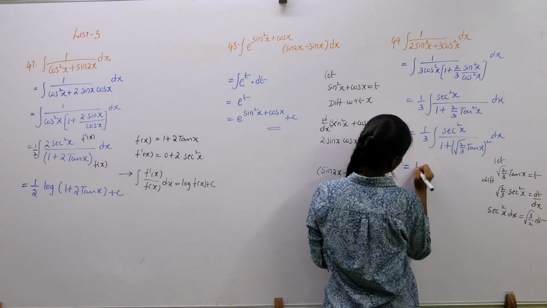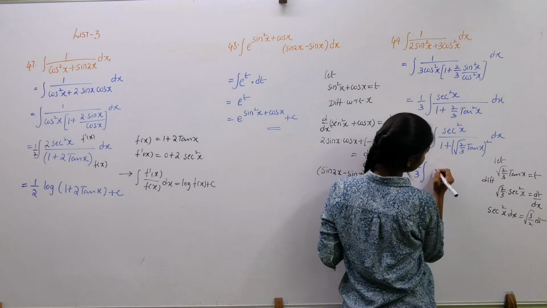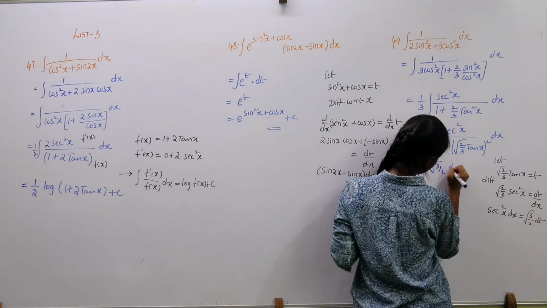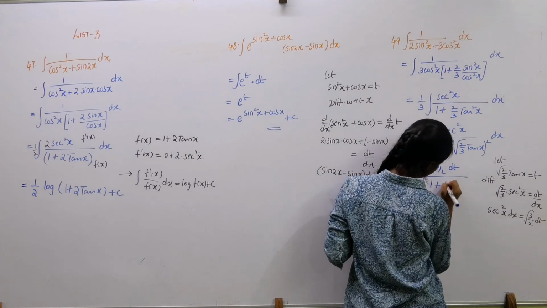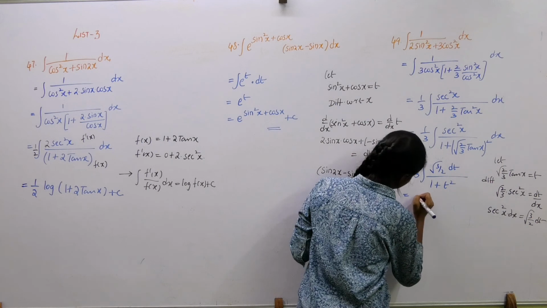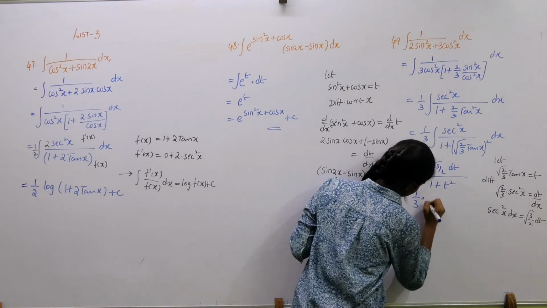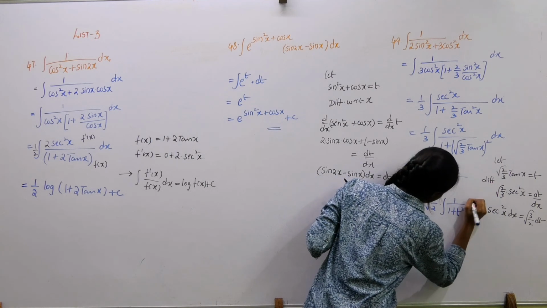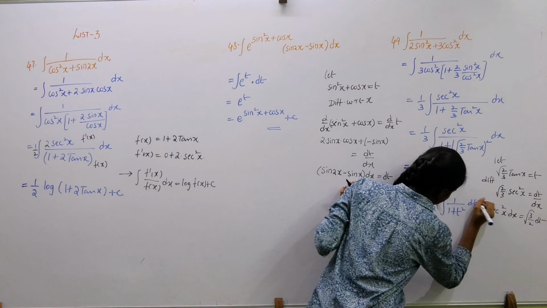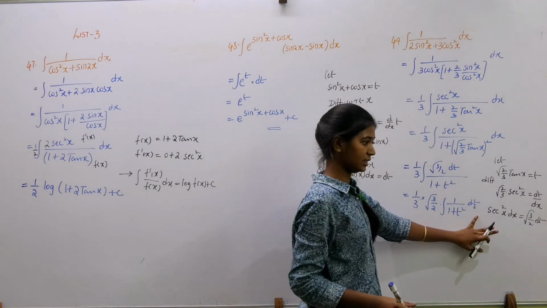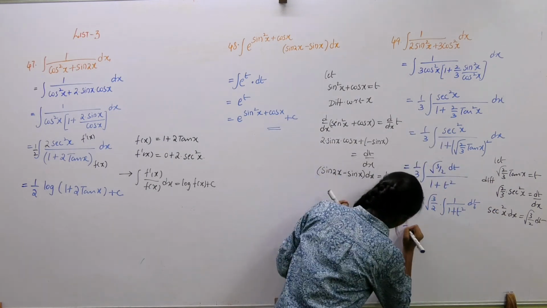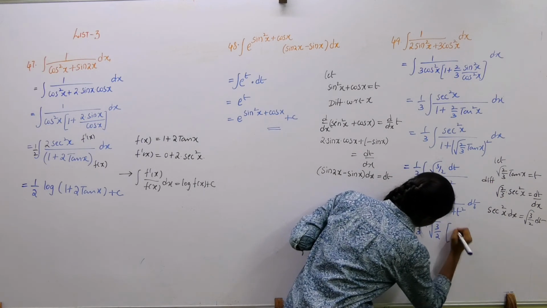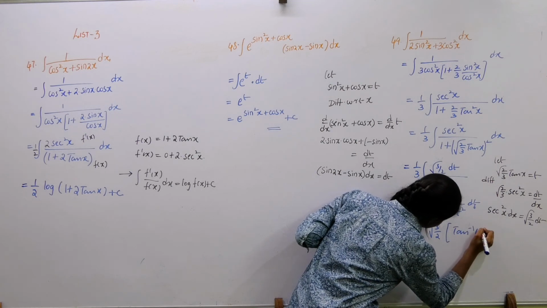And we substitute it here, we get 1 by 3 integral secant square x dx, root of 3 by 2 dt by 1 plus t square. It is equals to 1 by 3 into square root of 3 by 2 integral 1 by 1 plus t square dt. Integral 1 by 1 plus t square dt, we know the formula. 1 by 3 into root 3 by 2. Formula is tan inverse t.